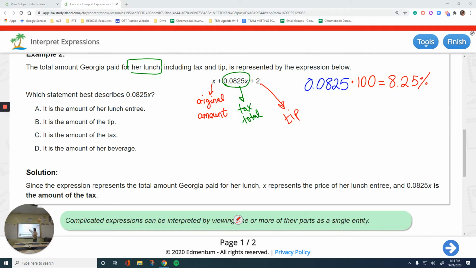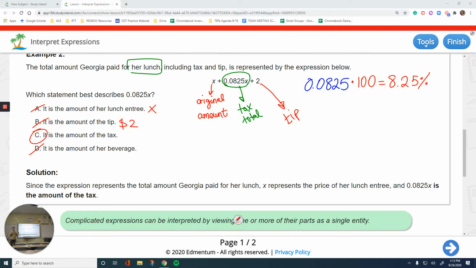So let me see the answers. It is the amount of her lunch entree. This is the x. It's the amount of the tip. The tip is the $2 in the end. That's $2. So these are wrong. Oh, wait. Oh, yeah. It is the amount of the tax. That looks like the answer. It is the amount of her beverage. No, that's included in x. So that would be my answer, C.